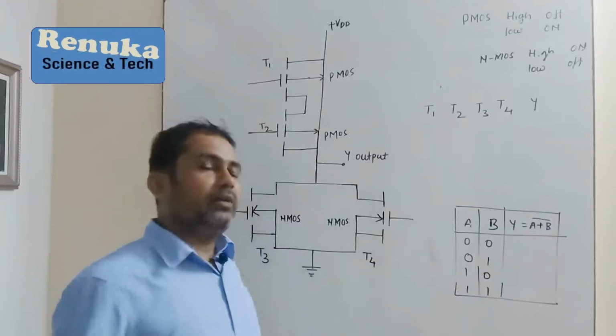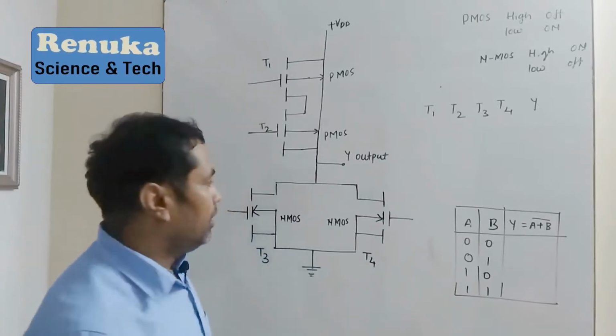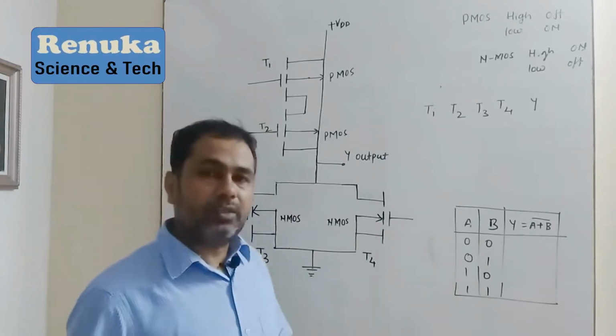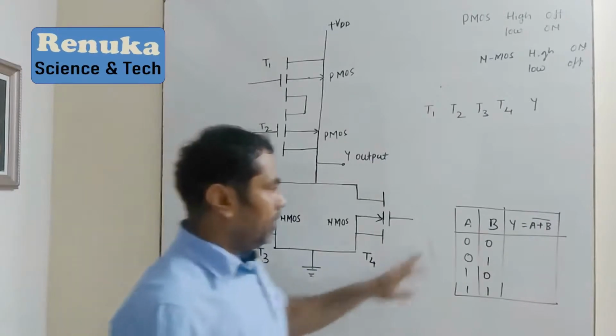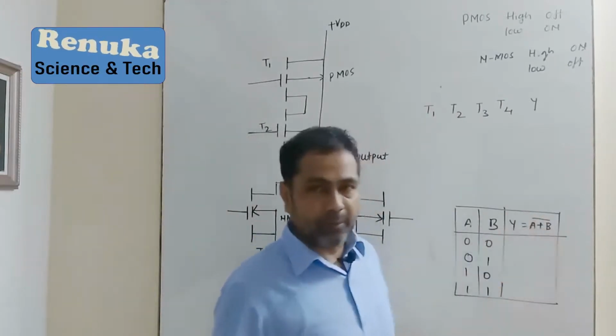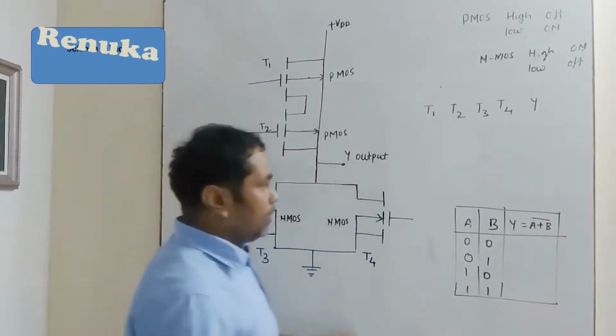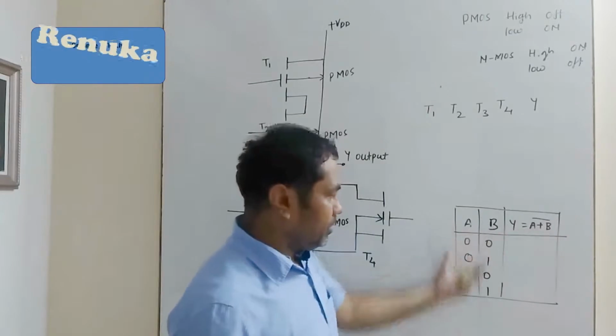Up to now we have seen CMOS NOT gate, CMOS NAND gate. Now we will discuss the CMOS NOR gate. In the NOR gate, the Boolean equation is y equal to (a plus b) whole complement. So addition is done first and then the complement is taken. So y equal to a plus b complement will give the output.